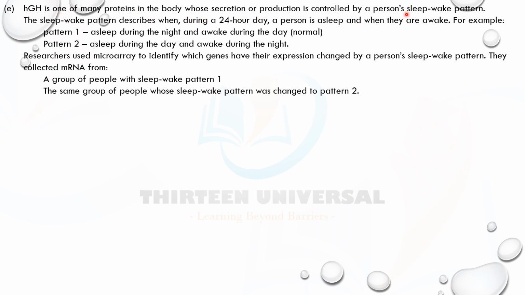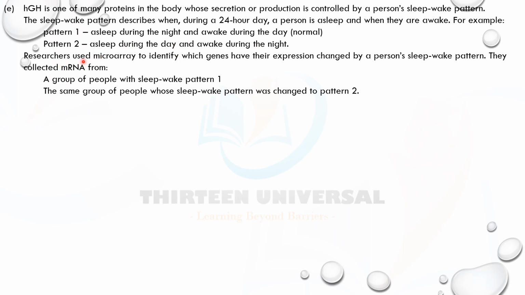HGH, human growth hormone, is one of the many proteins in the body whose secretion or production is controlled by a person's sleep-wake pattern. The sleep-wake pattern describes when during a 24-hour day a person is asleep and when they are awake. For example, pattern 1: asleep during the night, this is normal, and awake during the day. Now some people are nocturnal, asleep during the day and awake during the night.